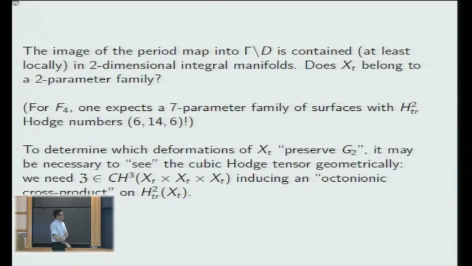And so the last comment I'll make is that to determine which deformations of X_t preserve G2, which is what you actually have to do, you might have to go outside the elliptically fibered situation. It may be necessary to see the cubic Hodge tensor geometrically. And so what you can try to do, by starting out on the boundary and deforming a cycle into the interior, is to build a cycle in Chow 3 of the triple self-product of this surface, inducing a sort of cross product from H2 trans cross H2 trans to H2 trans. And you can write down a cycle which does what you want on the boundary.